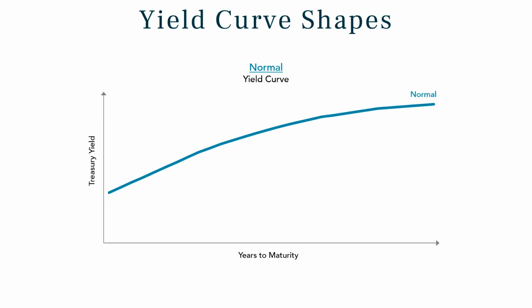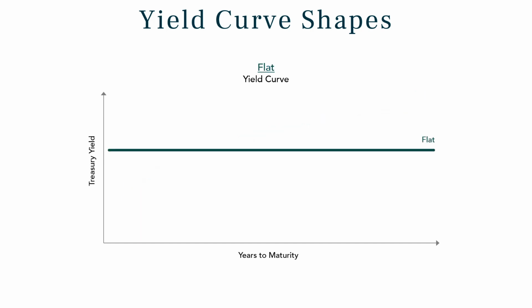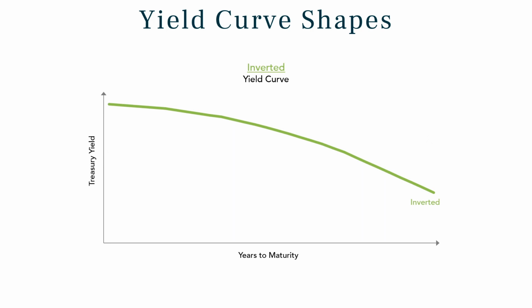However, there are some situations where investors get paid the same amount of interest for owning shorter dated and longer dated debt. In this situation, we would say the yield curve is flat. There are even some times where you can get a higher interest rate for lending money for shorter periods than you can for lending money for longer periods. This situation we would call a yield curve inversion.